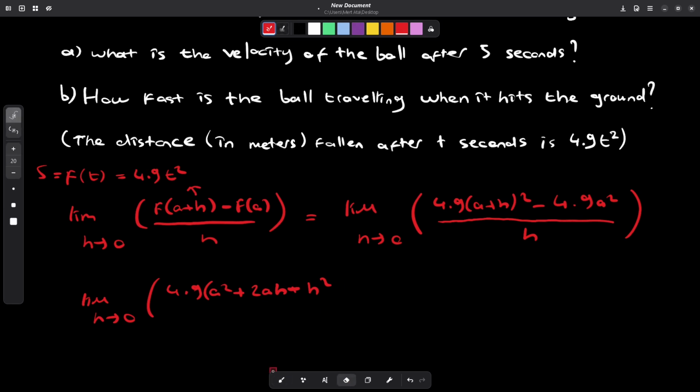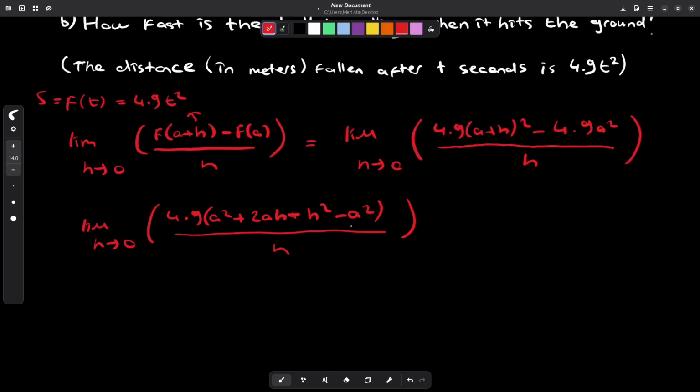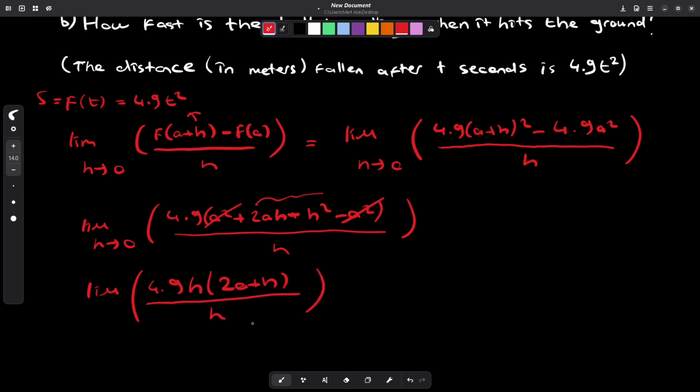We said we will take it under the 4.9 parentheses, minus a squared. This is over h. Now let's see what we have inside the parentheses. These can cancel out. If we take h under the parentheses, we can cancel an h. So the limit of 4.9 h, I'm taking the h out too, 2a plus h, and this is over h, as h approaches 0. Cancel these out. Now I can plug this in here, right?